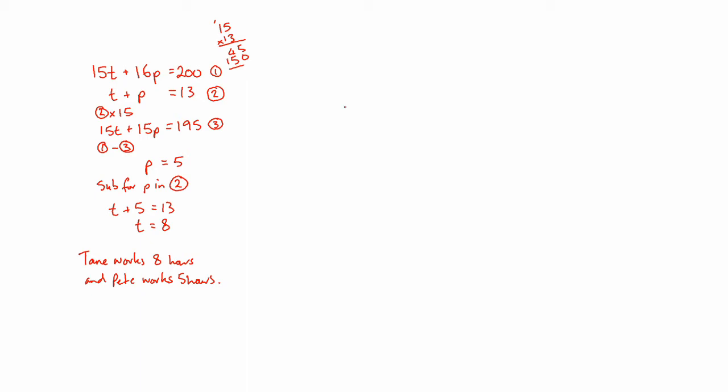Now let's have a look at the other way of doing it. I'll rewrite it so we can work down the page again. So we have 15t plus 16p equals 200 and t plus p equals 13. So there are our original equations again. And this time I'm going to use the substitution method.